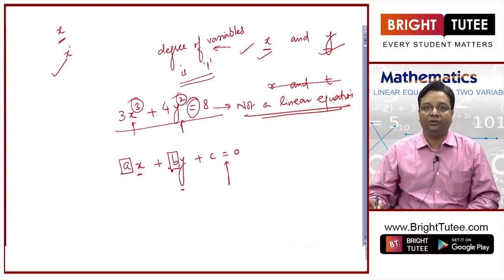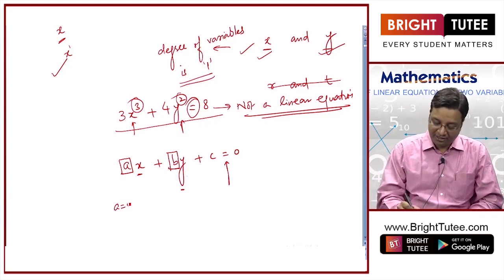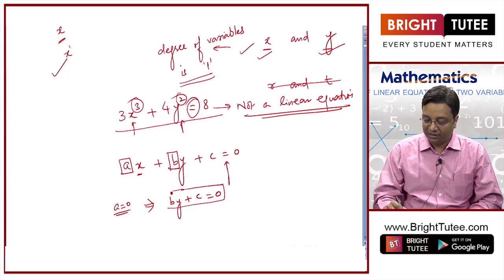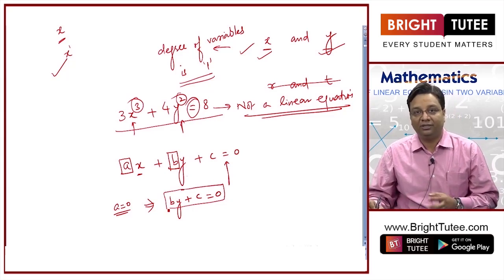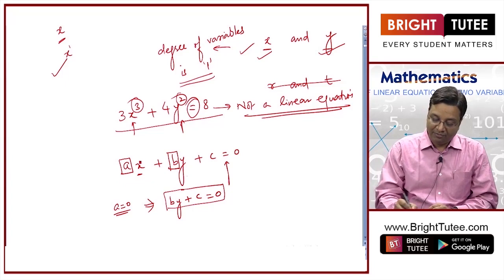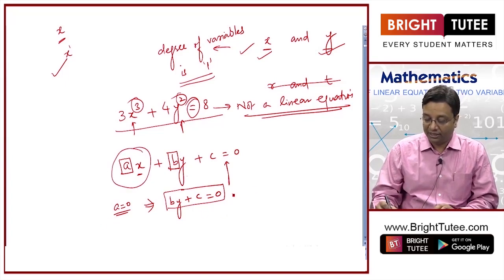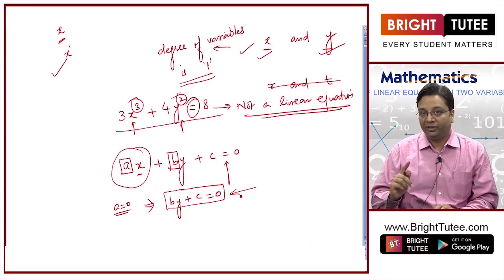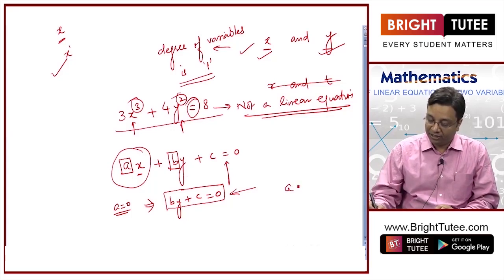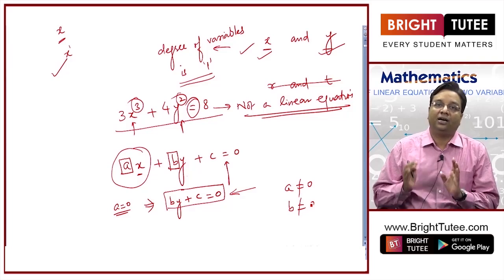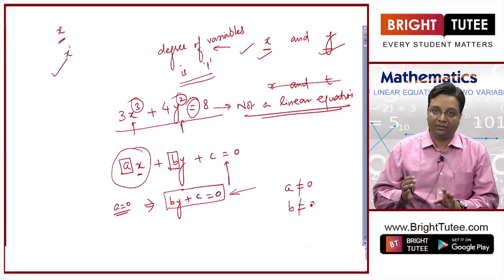What if the value of a is 0? If a is 0, then this equation will become by plus c equals 0. Now is this an equation in two variables? No, because this part has vanished now if a is 0, right? So it is not a linear equation in two variables now. So a cannot be 0. Similarly, we can say b cannot be 0, right? So a and b are non-zero real numbers.